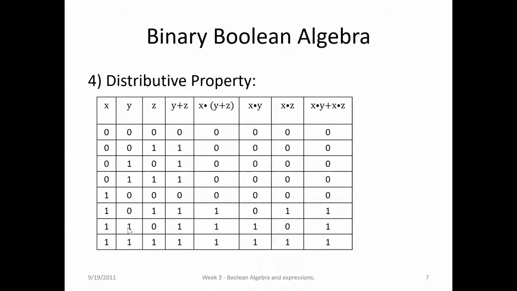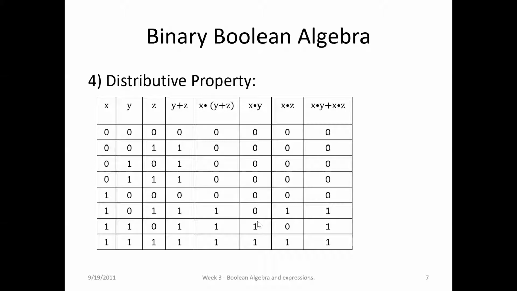Now x dot y, both are 1 and 1, so the output is a 1. I hope I'm making sense. Are you able to follow it? For x dot z, consider the x column and z column, and wherever there is a 0 in any of these columns, your output is going to be a 0. Here you see x dot z, x is 1, z is 1, so x dot z is 1. In here, x is 1, z is 0, so this is 0. x and z both are 1, output is 1.